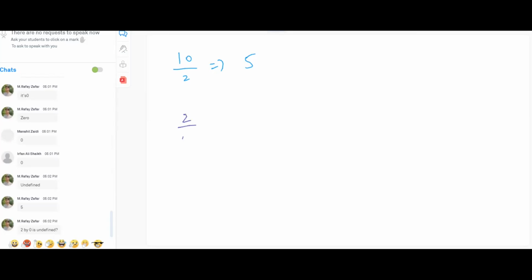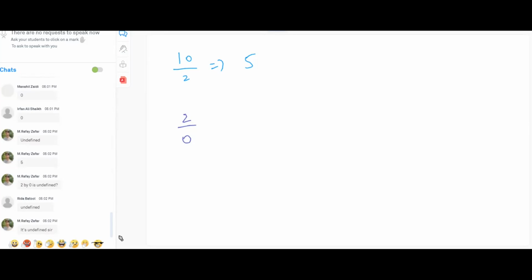Now what about 2 over 0? What could this be? You are saying 2. Okay, it would be 2, but what is 0 times 2? 0 times 2 is 0, you won't get 2. Those of you saying 0, 0 times 0 is also 0, you won't get 2. So which number can you multiply 0 by so that you get 2 there?